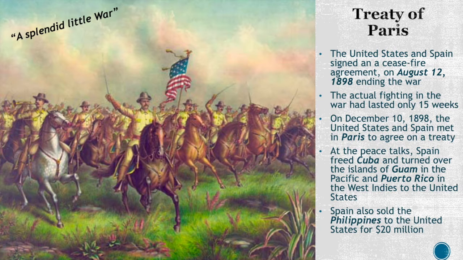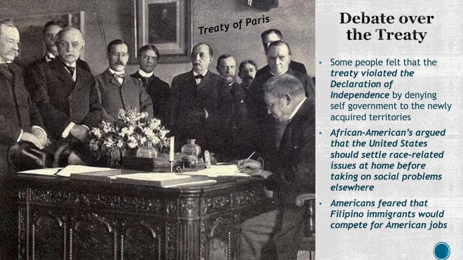Spain also sold the Philippines to the United States. So the Philippines was also a territory of the United States, but we were going to give that back to the Filipinos after World War II. Spain was paid $20 million. Some felt that the treaty violated the Declaration of Independence by denying self-government to the newly acquired territories. African Americans argued that the United States should settle race-related issues at home before taking social problems elsewhere. And Americans feared that Filipino immigrants would compete for American jobs. So there was a lot of controversy with the Treaty of Paris.